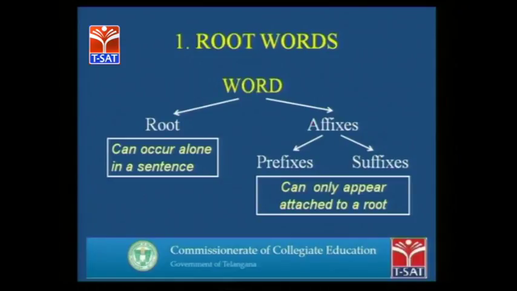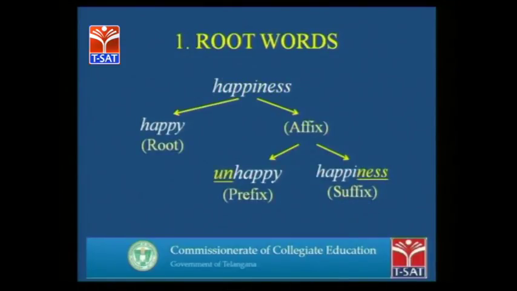We shall see, for example, the word happiness. What is the root word in this? Happy. Happy is the root word and the affix is ness. And if we remove that ness and add un, which is a prefix, it becomes unhappy. And if you add ness, that becomes happiness, that is a suffix. These are root words and we shall see some more root words as examples.